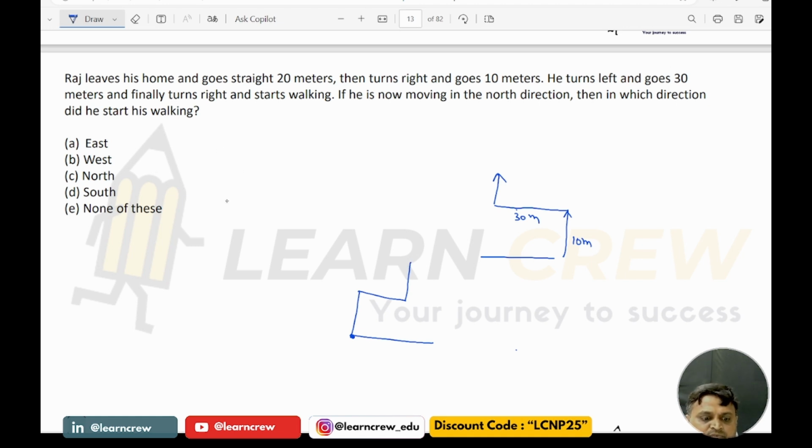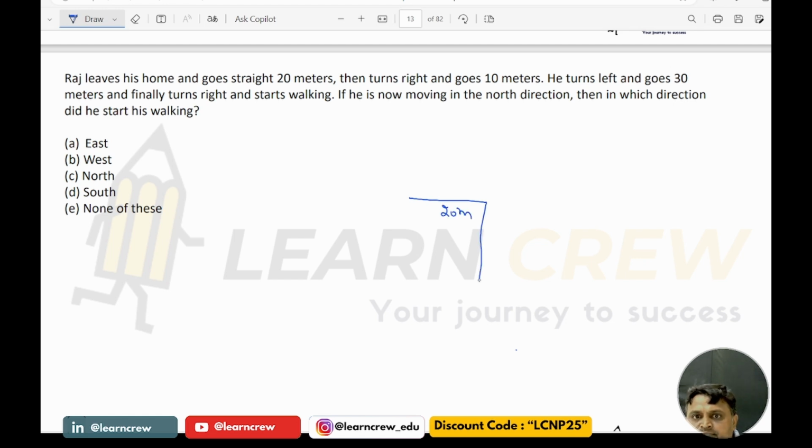So what is the answer here? I don't think this is correct. Please see. Raj leaves his home, goes straight 20 meters. If he is going 20 meters like this, then he turns right. Turning right means coming south and goes 10 meters. Then he turns left, which means here he is going south 10 meters.